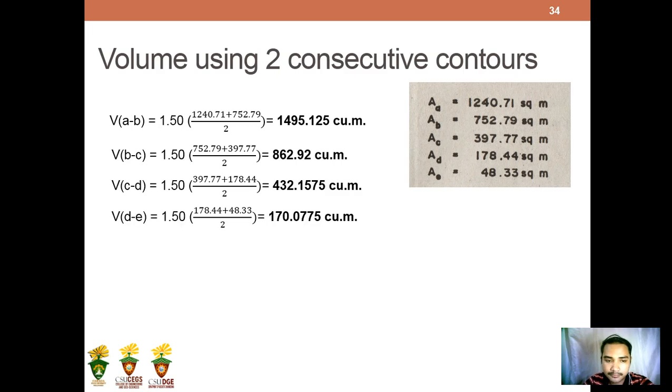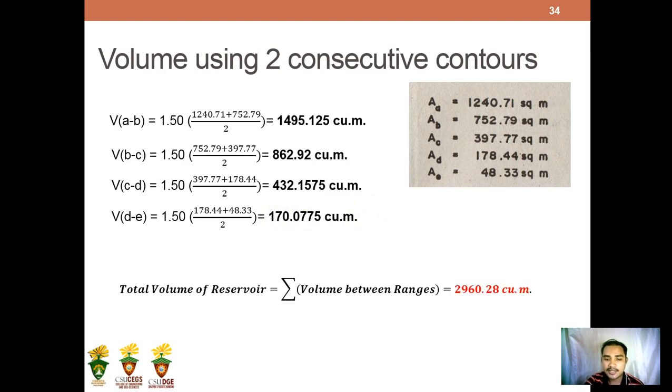432.1575 cubic meters. And lastly is the volume between contours D and E. Again, the contour interval is 1.5 times the area of contour D, 178.44, plus area of contour E, 48.33, divided by 2. That leads to be 170.0775 cubic meters. And to get the total volume of the reservoir, it is just the summation of all the volumes between ranges, or the partial volumes. So if we add them, the summation of the volume between ranges is equal to 2,960.28 cubic meters. So this is now the total volume of the reservoir, which is what the problem is asking for.